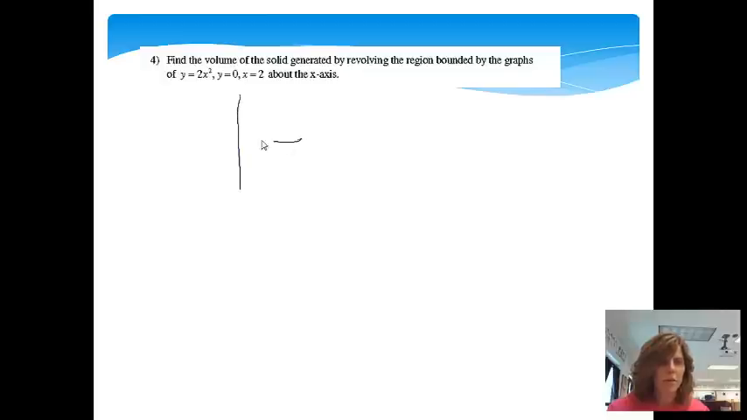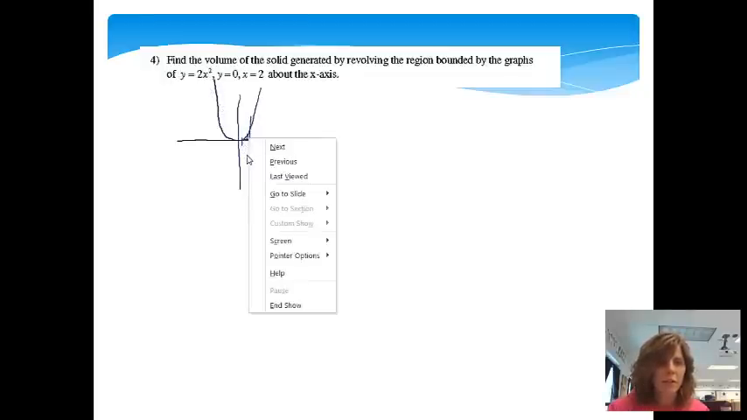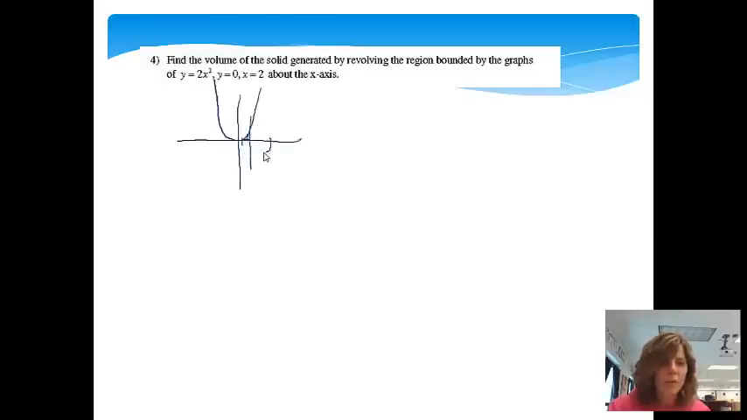So once again, let's go ahead and graph y equals 2x squared, which is going to look something like this, a parabola. We have y equals 0, and we have x equals 2. So it's not going to be a really big figure right there. Okay, so we're going to revolve it about the x-axis. We're going to spin it about the x-axis, and when I do that, I get a figure that looks like that. And if you can think three-dimensionally on this one, I think it looks like a chocolate chip.